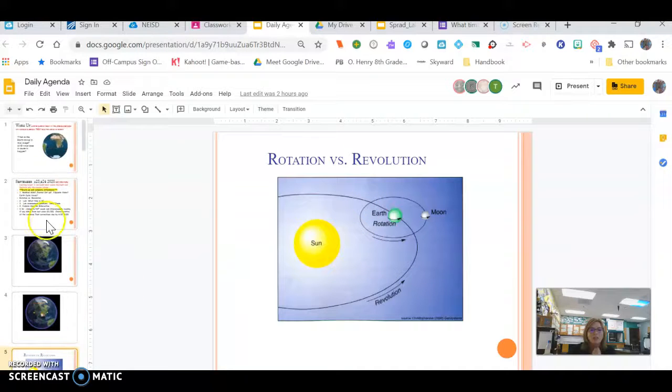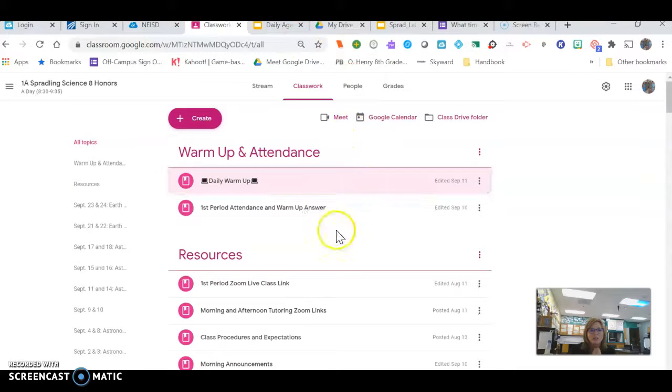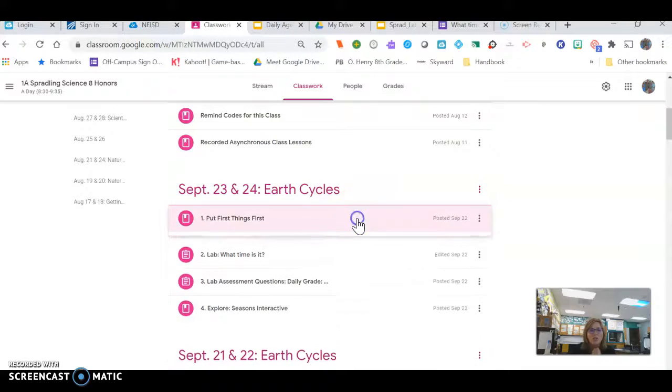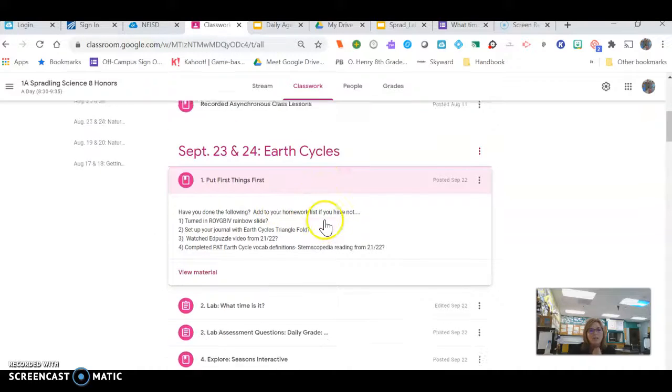Okay, so now let's go over to Google Classroom. You should have already done your attendance. Let's scroll down to the 23rd, 24th. But first things first, you need to make sure these 4 things are completed and add it to your homework to-do list tonight. Get it done before we meet next class period.